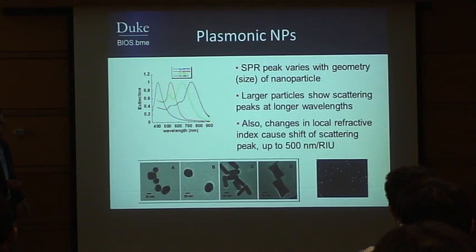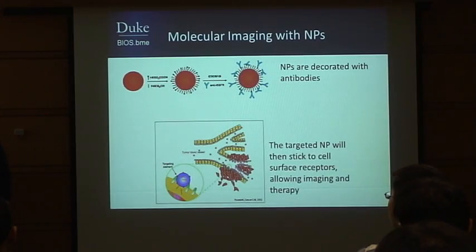What's really interesting also is that they can report the local refractive index by looking at the shift in that scattering peak. And it's very sensitive. You can have up to 500 nanometer change for one refractive index. In order to target them with molecules of interest, we functionalize them, so we decorate them with antibodies.